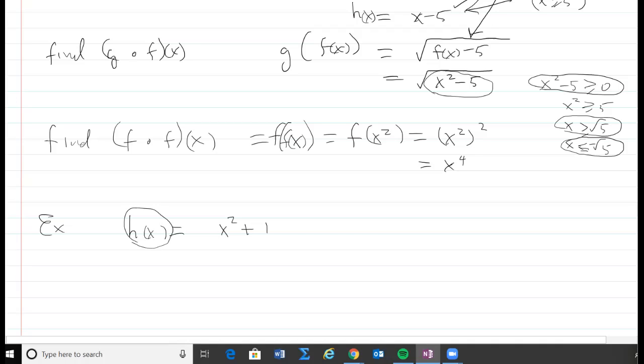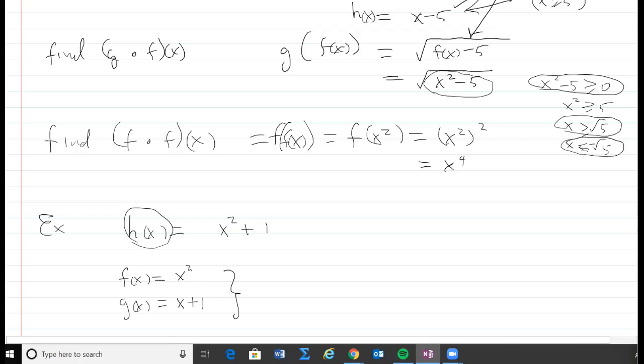Now, these are not unique. What you view this as is not unique. So you could say, what if f of x were the square root of x? In fact, let's make it even simpler than that. Let's make f of x equal x squared, and let g of x be x plus 1.